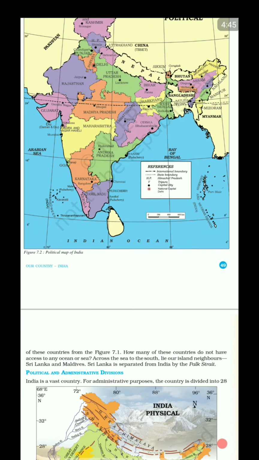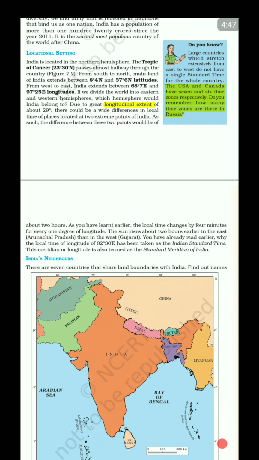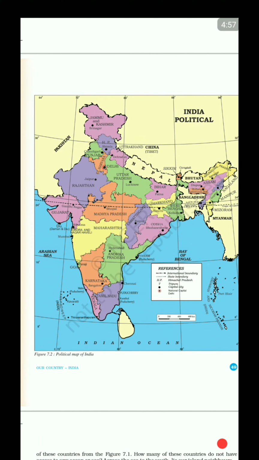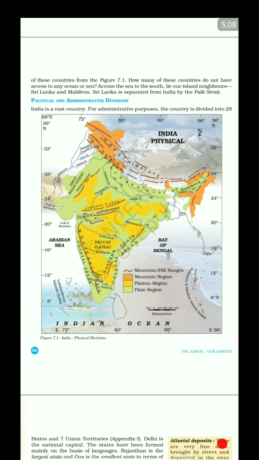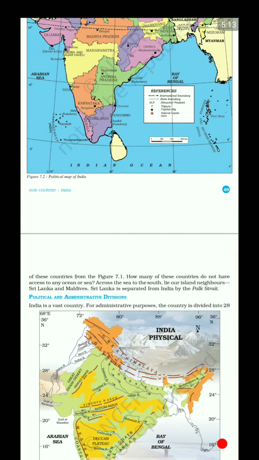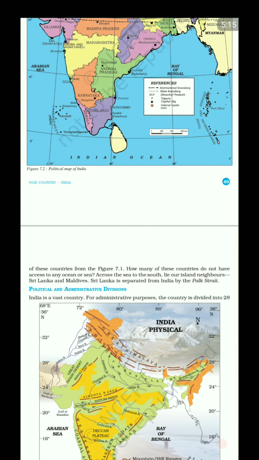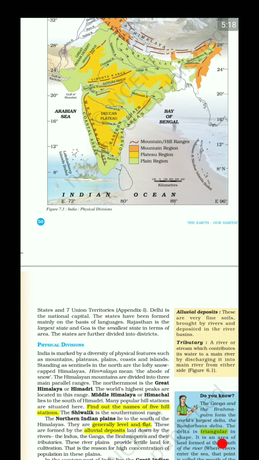Okay, so next, these are the Indian neighbors. We have 7 land neighbors, right? So here is the political map of India, which has recently been amended with Jammu and Kashmir getting union territory status. So this was the political and administrative division, how the country has been divided, and Rajasthan is the largest state and Goa is the smallest state in terms of area.